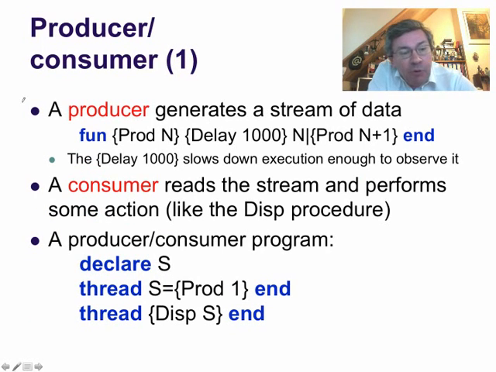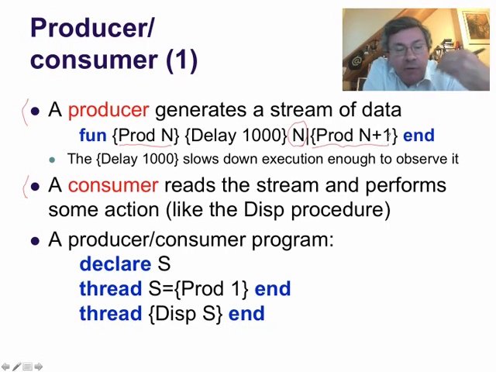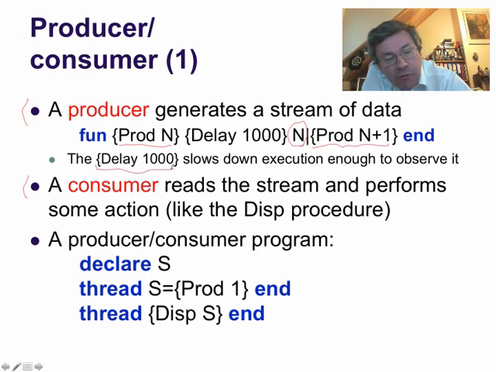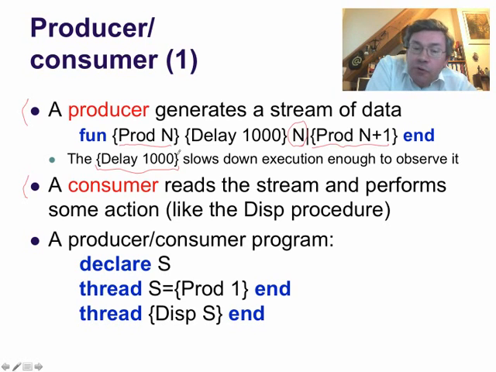Now, let's make a producer-consumer program. A producer generates a stream of data. It produces data. A consumer will consume the data. So the producer prod N here is a function which creates a list starting with N and continuing with N plus 1 and so on. I've added here a call to delay 1000 to slow down the execution. So the thread with the delay 1000 will wait for 1000 milliseconds when the delay is encountered. It has to be slowed down, otherwise it's too fast and we can't see it.